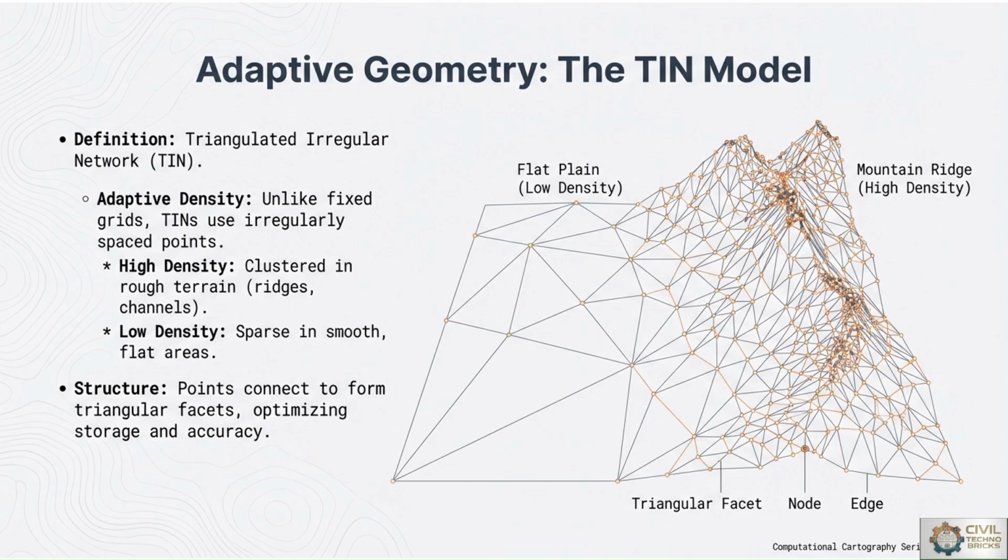Adaptive geometry, that is the TIN model, that is Triangular Irregular Network model, which is a vector-based model representing terrain using triangles. The objective is to model complex surfaces accurately, where flat plain means low density, and mountain ridge means high density. Means in mountainous regions, the TIN model is more dense, whereas for flat terrain, the TIN model is low density.